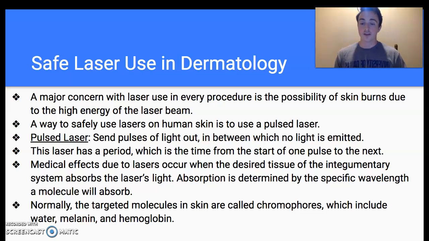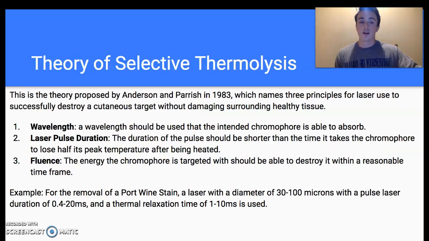Medical effects due to lasers occur when the desired tissue of the integumentary system absorbs the laser's light. Absorption of this light is determined by the specific wavelength a molecule will absorb. And there are three major molecules that are typically targeted. The term for them is chromophores, and they are water, melanin, and hemoglobin.